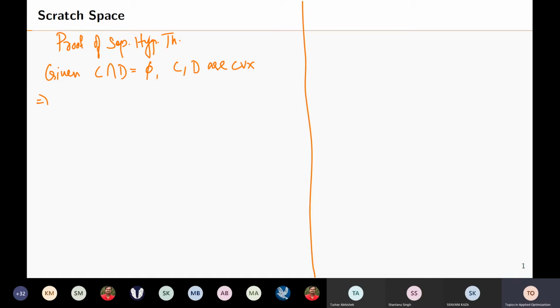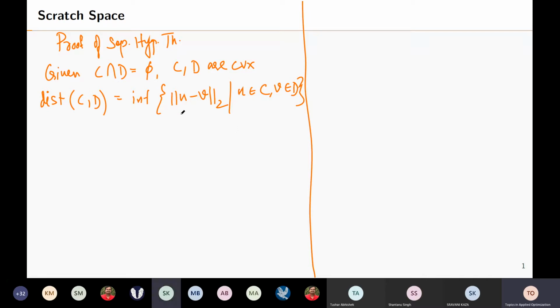So far, we have written what we have. Now what I will do is define something called a distance. So this is a distance function between C and D as the infimum. This is how distance between sets is defined: the infimum of the norm of U minus V, where U is in C and V is in D. So as you can see, this is the distance function.